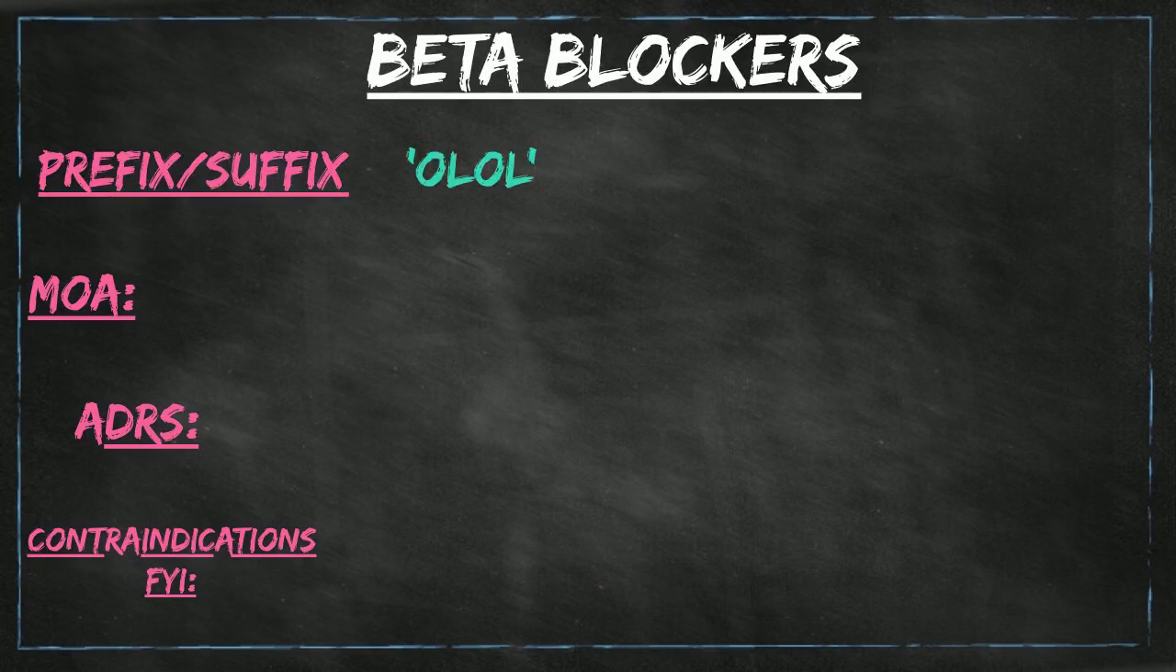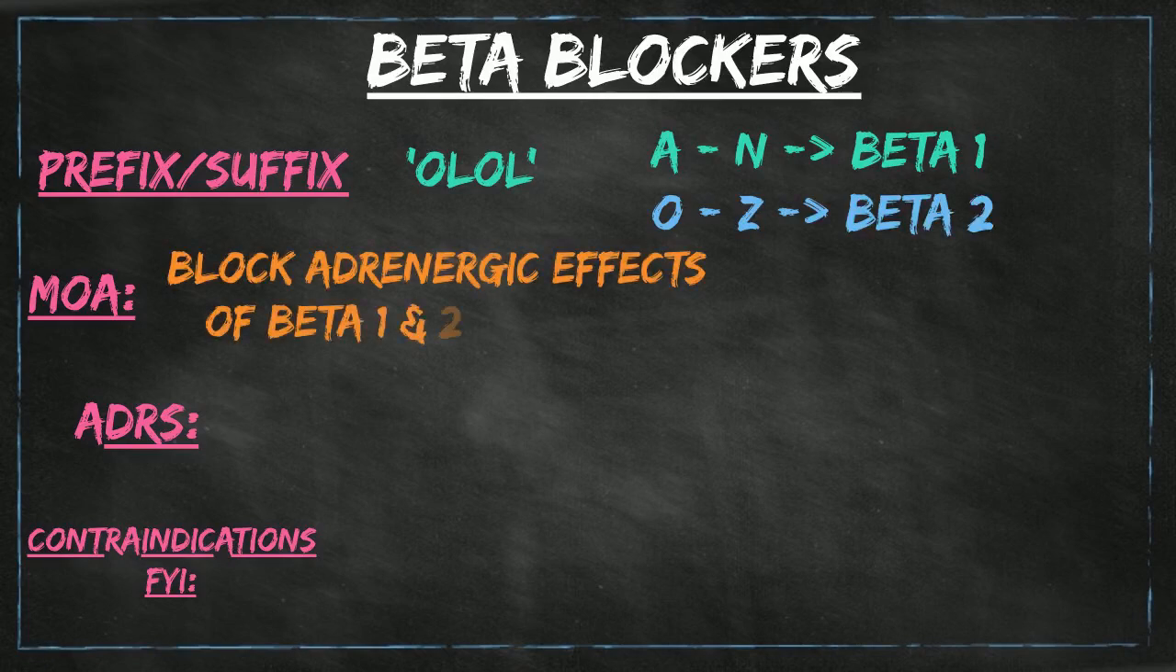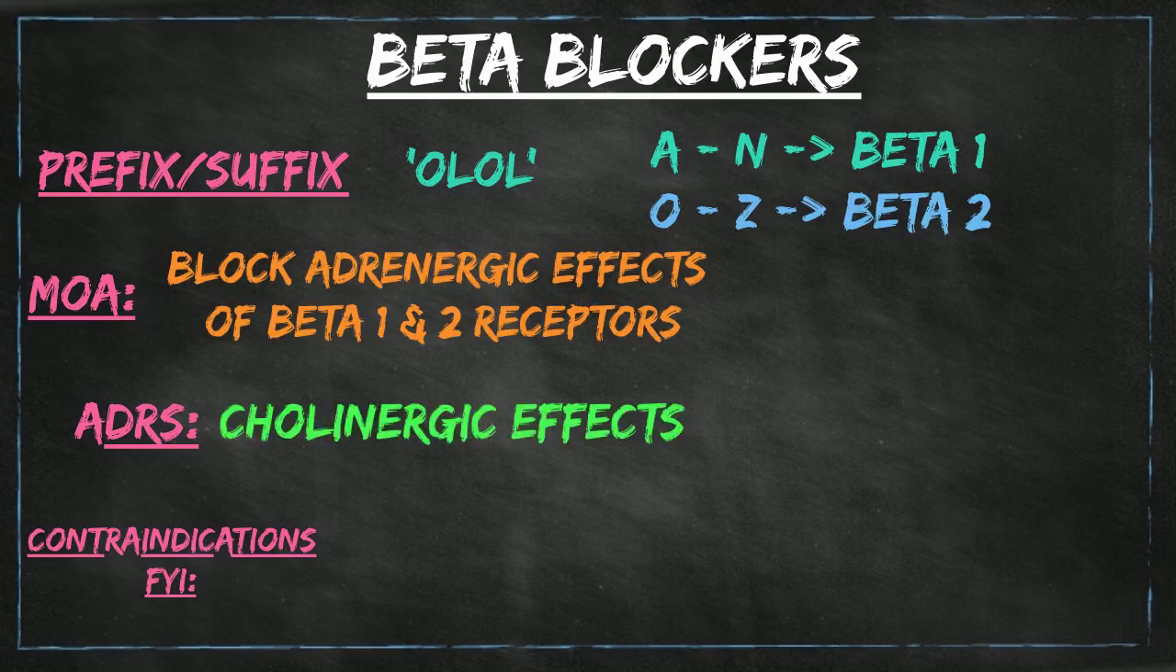Beta blockers can be identified if the drug name has a suffix of -olol. If the first letter of the drug name begins with the letters between A through N, it is a beta-1 blocker, and if the first letter starts with a letter between O through Z, it is a beta-2 blocker. Beta blockers work by blocking adrenergic effects of the beta receptors. When adrenergic receptors are blocked, a cholinergic response is expected.